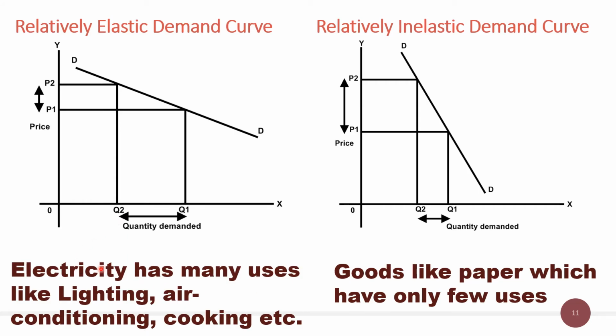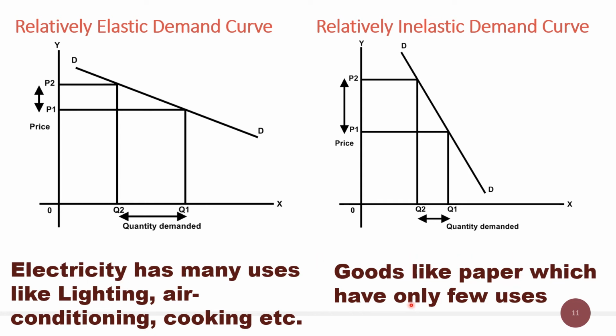So we see that for goods that have many uses like electricity, the demand will be relatively elastic. A slight change in the cost of electricity will result in a big change in the quantity demanded. For example, if the price of electricity rises, people may stop using their ACs. So the consumption will be less. They will go for the more urgent or more necessary uses of electricity.